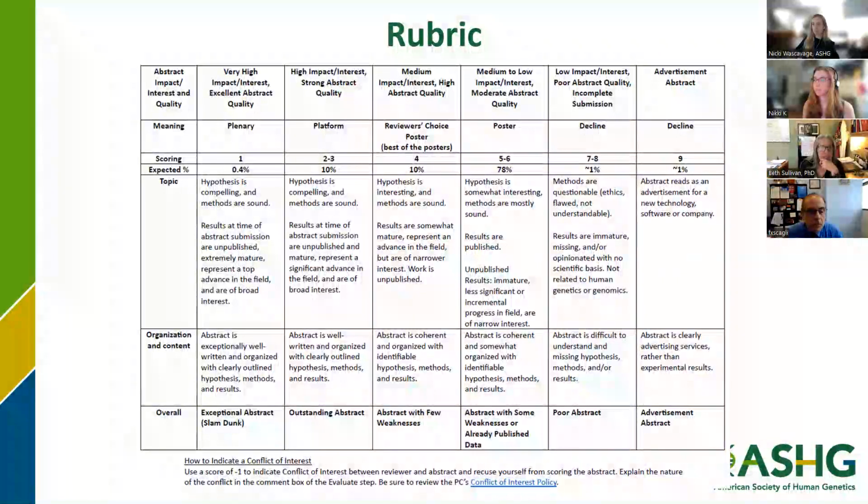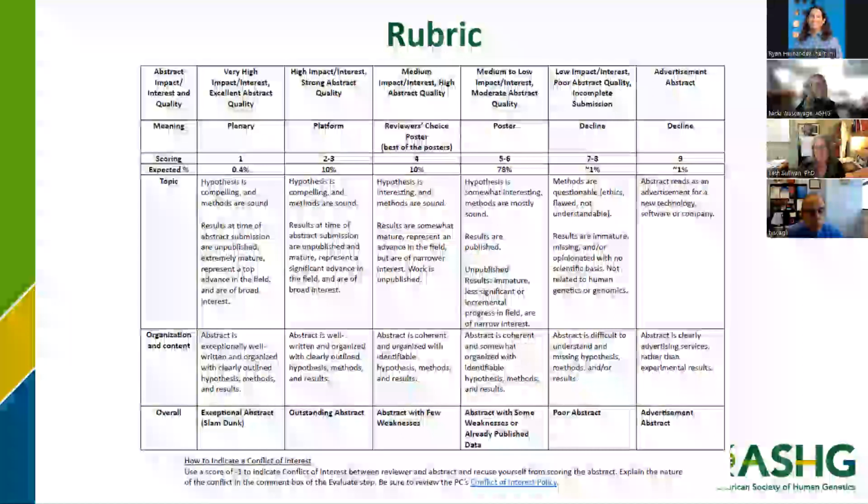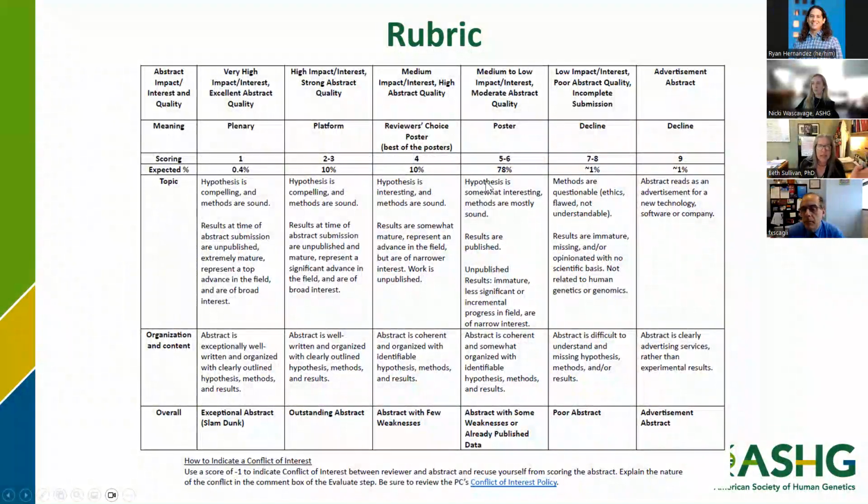So Nikki has put in here where we expect the amount of abstracts to fall. It'll play out the way that it does, but just score, you and your reviewers score the best that you can according to this rubric. We want to also make sure that there's more consistency in scoring between our different topical groups. So we're hoping that this rubric will help.